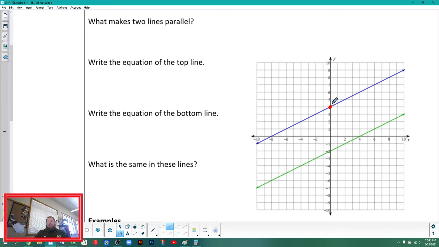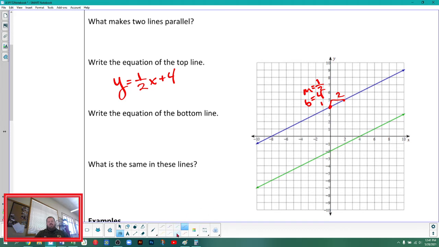So this one, the blue one, the top line, goes up 1 and over 2. That's the slope of this line. And its y-intercept is 4. So we can write the equation y equals 1/2 x plus 4.